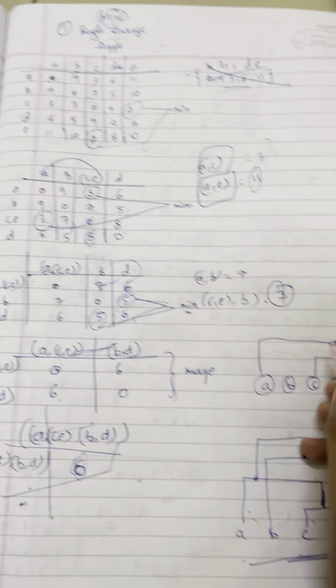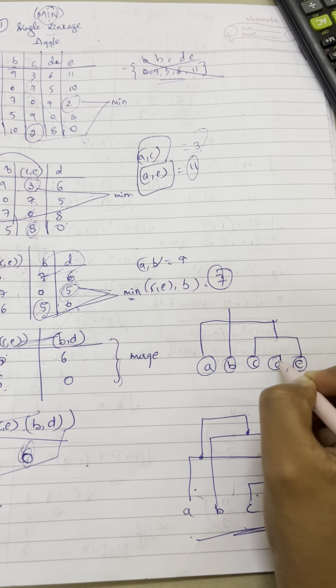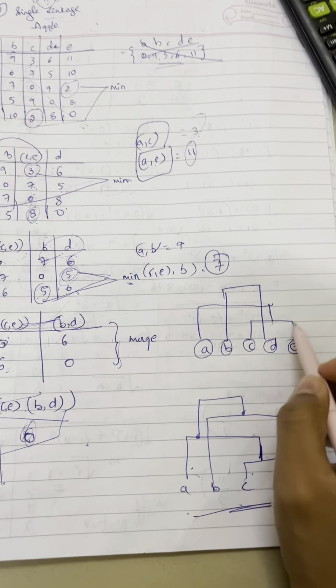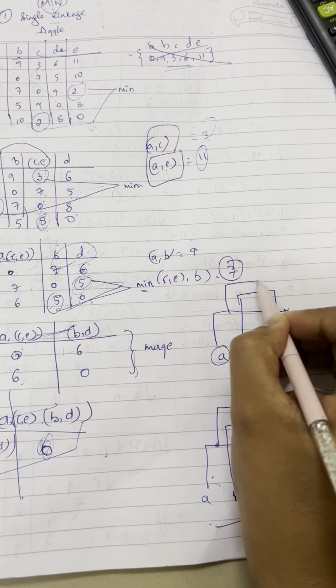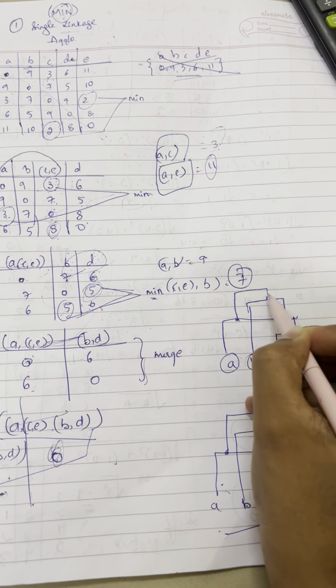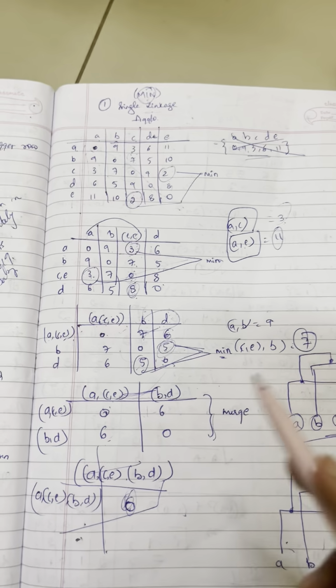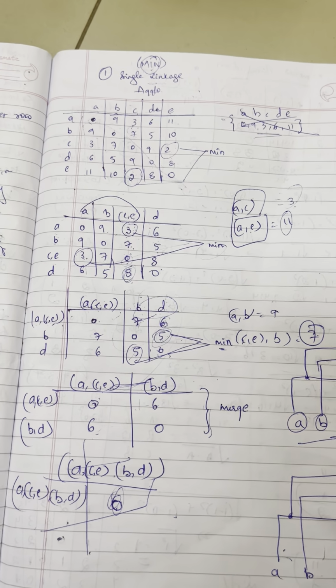Next is B comma D being merged together, B and D, and now these both are being merged like that. So this is the final hierarchical tree. That's it. This is single linkage, minimum, agglomerative hierarchy.